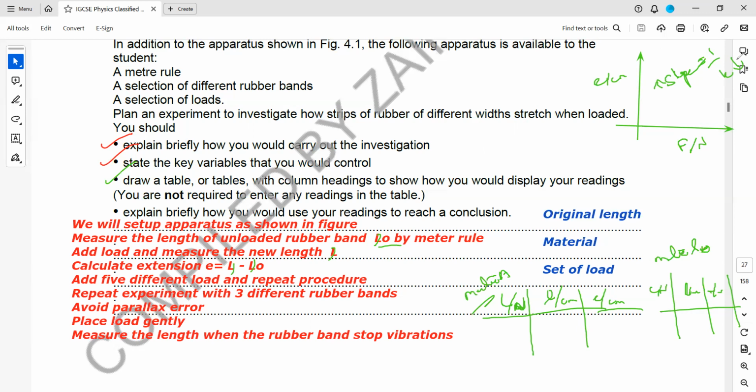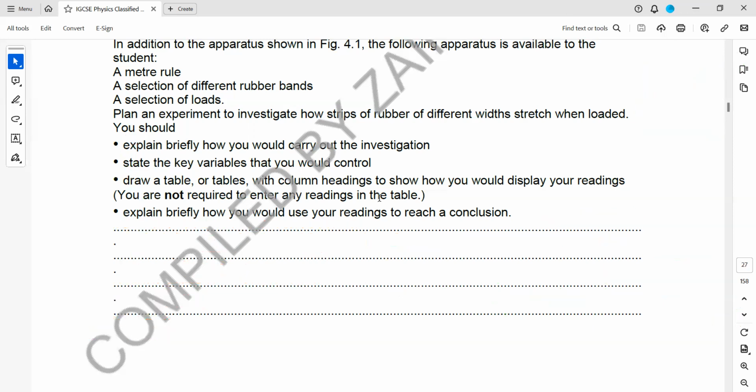And we can also mention a point because we are investigating how different widths are. So using a meter rule or a meter scale, we can measure the width of these rubber bands. Is it clear, this whole experiment?